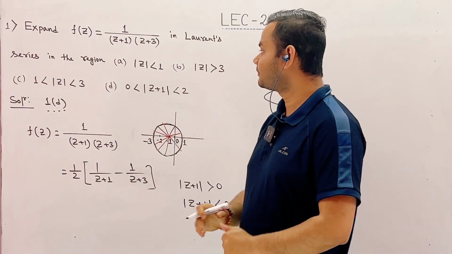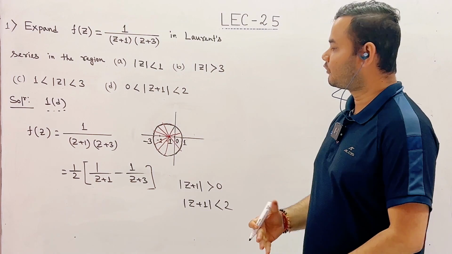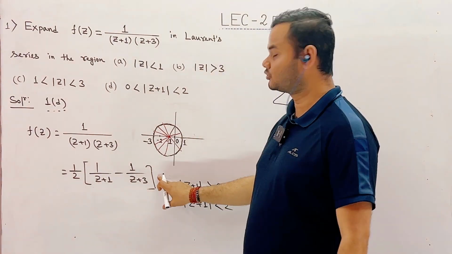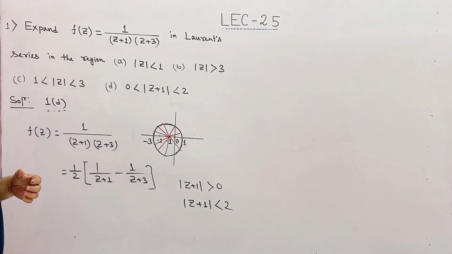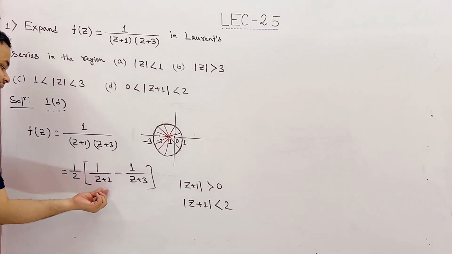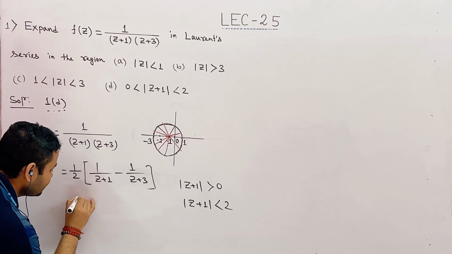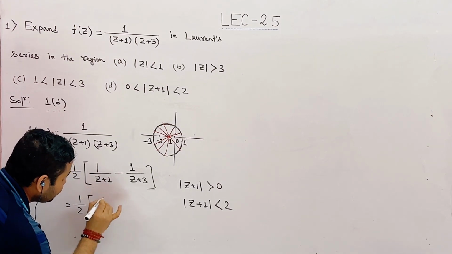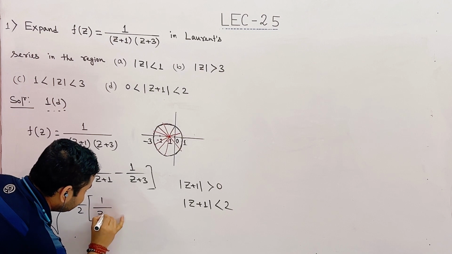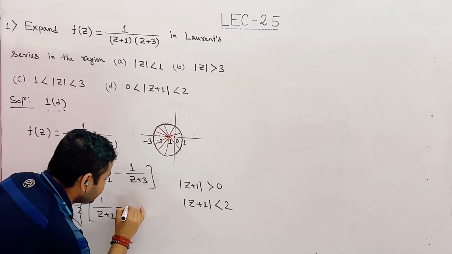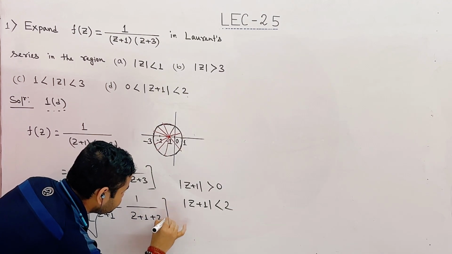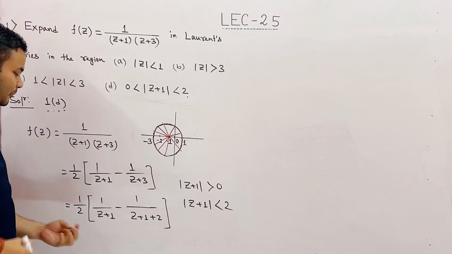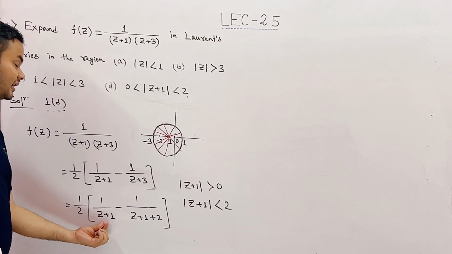Now, let me solve the problem number 1D. Students, for this problem also the procedure is same up to this step. After this step, we have to rearrange the denominator so that we will get a series as a power of z plus 1. So, let me rearrange these denominators. So, finally, we will get 1 by 2 into 1 by z plus 1 minus 1 by z plus 1 plus 2.